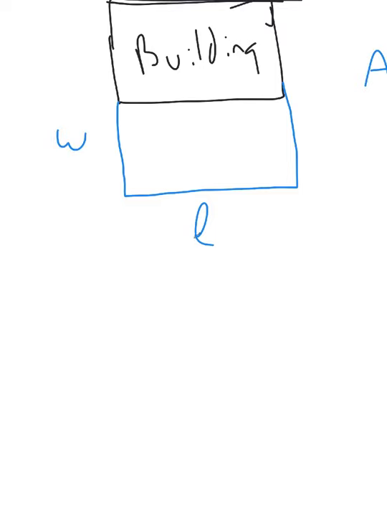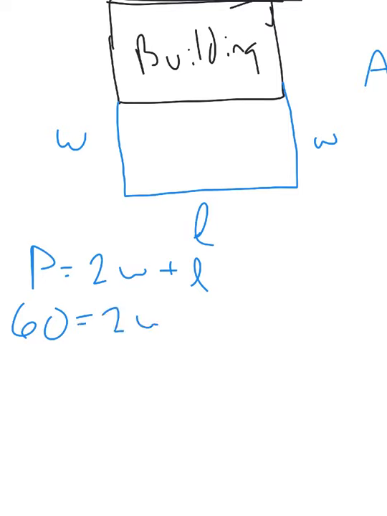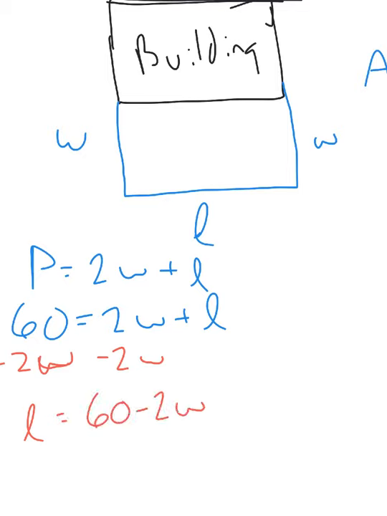It says, though, that we only have 60 feet of fencing total for all 3 sides. So I can say, in this case, perimeter is equal to 2W plus L, right? Because we're only fencing in 3 sides, and I know that perimeter has to be 60 feet. So I'm going to move some stuff around in this equation so that I get it down to one variable. It doesn't matter which one you solve for. I'm just going to solve for L. I'm going to subtract 2W from this side, and I get L is equal to 60 minus 2W.